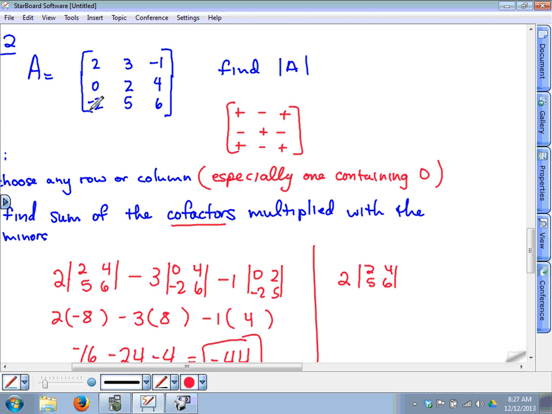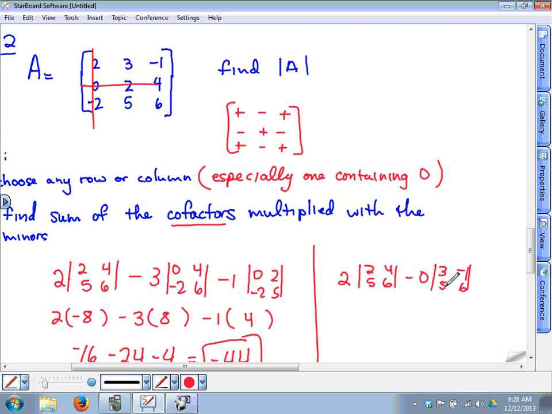Because we're choosing a new column this time, instead of expanding across the top row, we're going to go down the column. You can do any row or any column. So if 0 is the entry, what's the cofactor? It would be minus 0. But if you cross out the row and the column containing 0, the minor is 3, negative 1, 5, and 6.